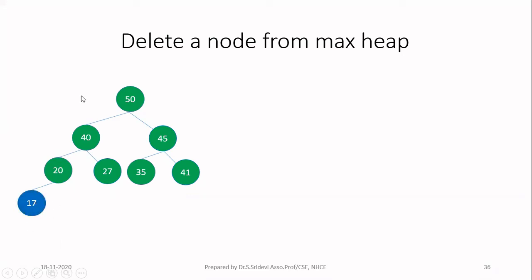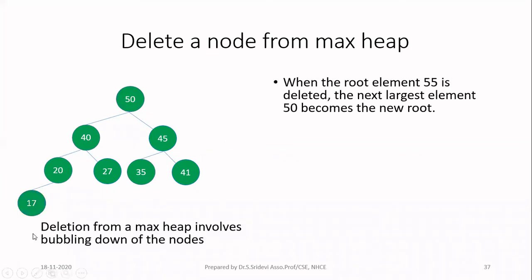So this 17 is at the top of the tree after the root is deleted. Then in every iteration, it is going one level in the tree. So it is going down. So we will say that deletion of a node from the max heap involves bubbling down of the nodes.